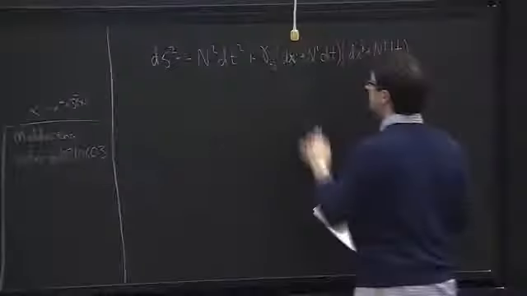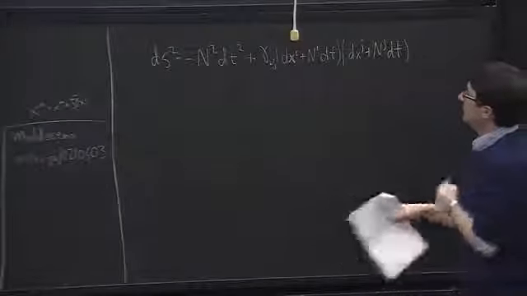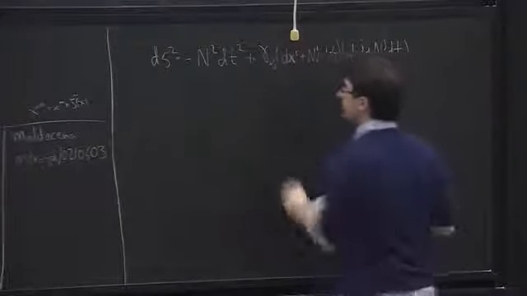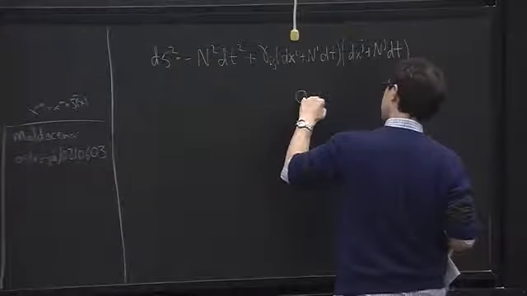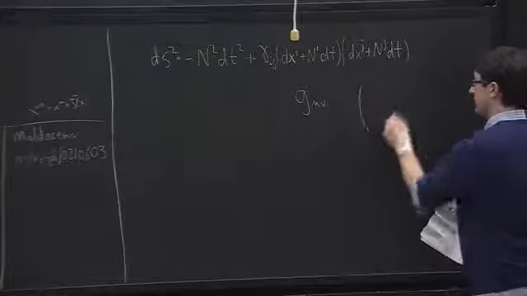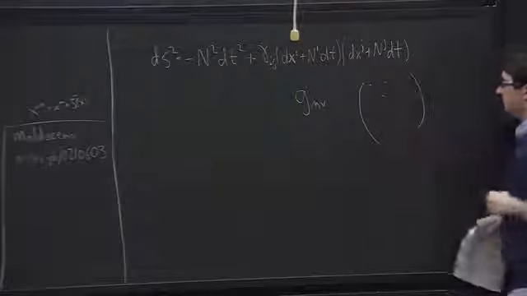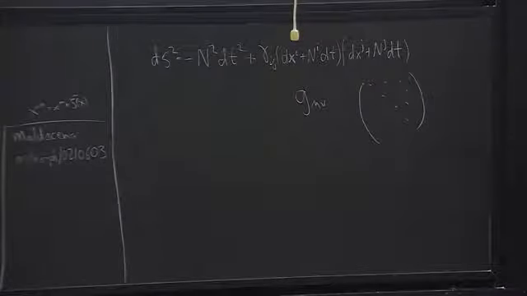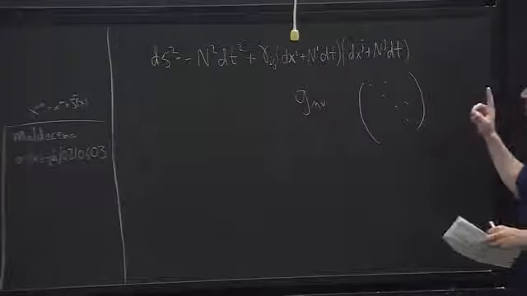Where the point of this decomposition is that, so what do we have here? The metric has 10 independent degrees of freedom, right? The metric is a symmetric 4x4 matrix, so it has 10 independent components in it. So here we've split those 10 components up in a convenient way.